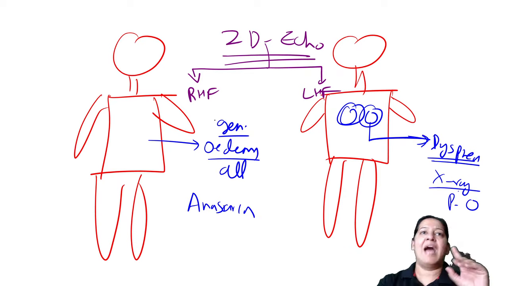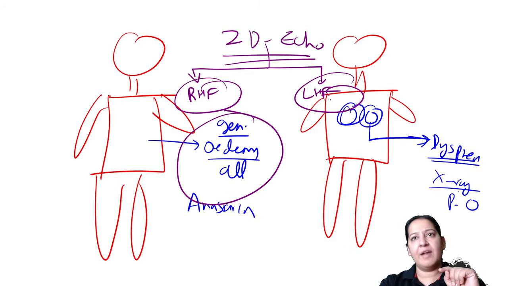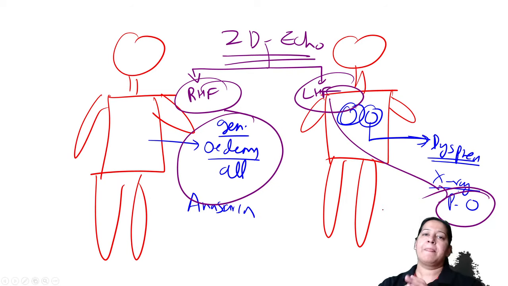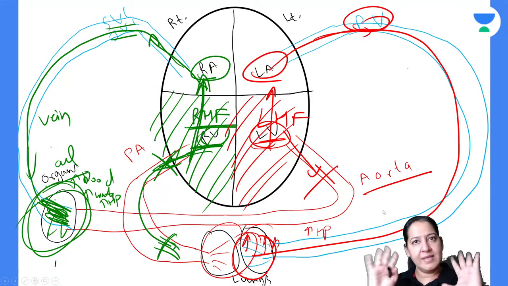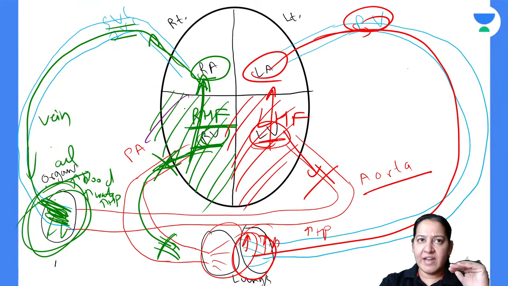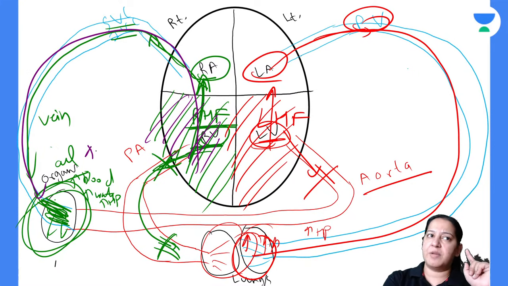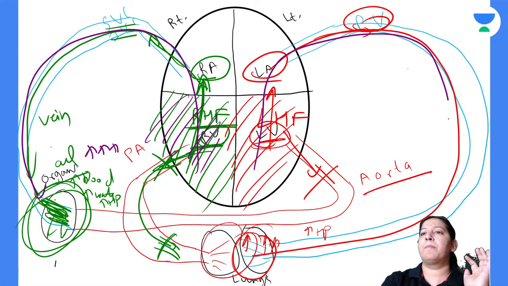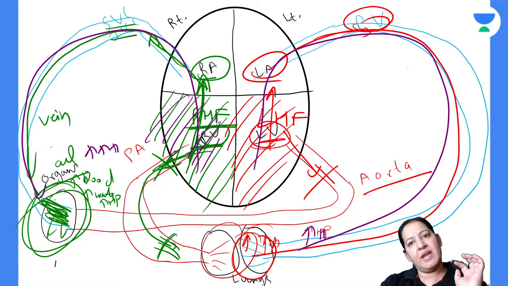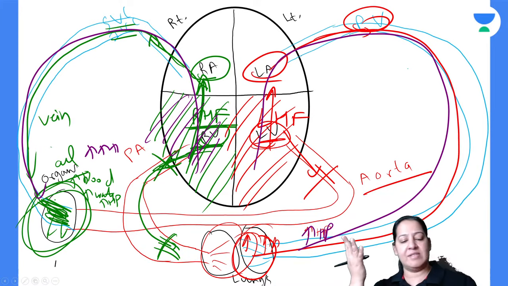So the summary is that in right heart failure, patients have edema of all the organs. In left heart failure, patients have only pulmonary edema. The reason is in front of you. It is due to increased hydrostatic pressure. In right heart failure, due to the backward flow of the blood, there is increased hydrostatic pressure in all organs. In left heart failure, due to backward flow of the blood, there is increased hydrostatic pressure in the lung. More blood in the lung, more water in the lung, that is increased hydrostatic pressure.